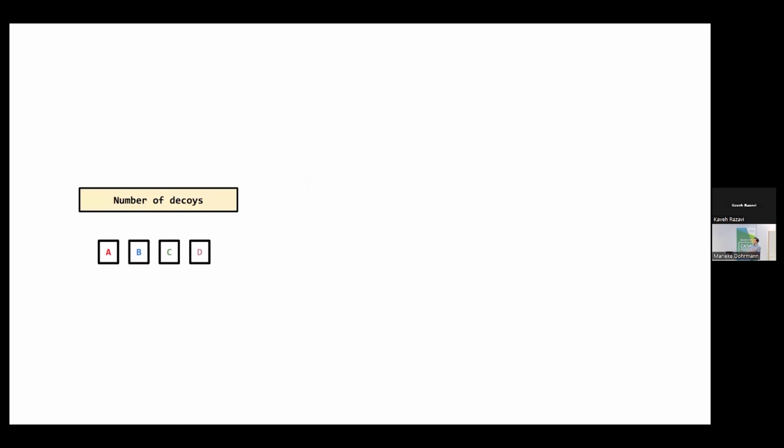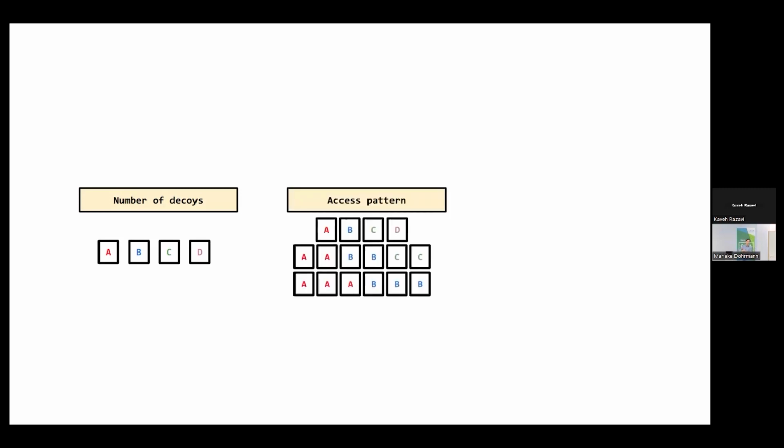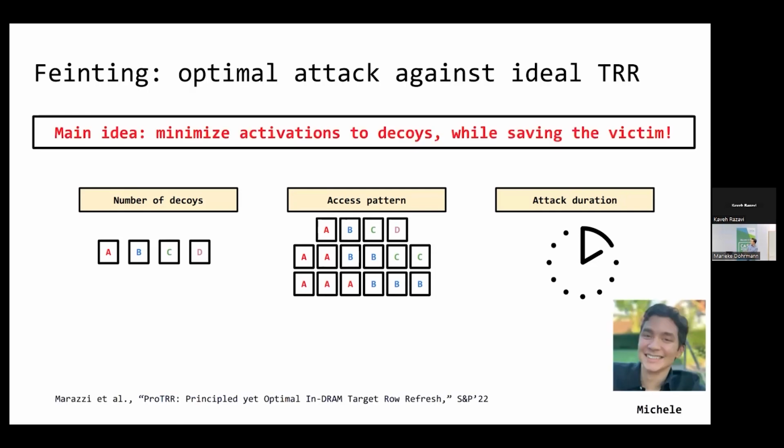And then we found there are a number of questions that you need to answer. If you want the attack to work, how many of these decoys do you need to have to essentially fool the TRR mitigation, right? What should your access pattern look like? And how long should the attack essentially run for? Once you answer these questions, you get, so this is done by Michele, my PhD student, he found out this attack that he called fainting, right? Which is the optimal attack against an ideal version of TRR.